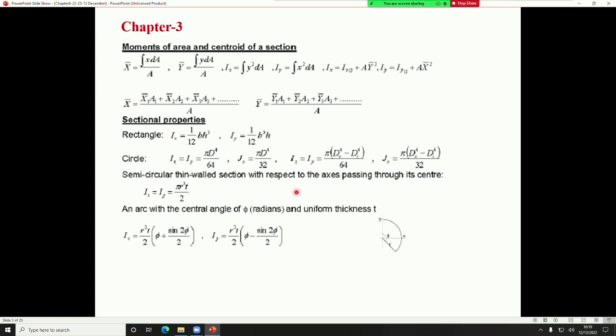So you haven't been given the approximate solution for a thin walled cylinder. You can easily extract it from this equation. You can use this equation to find Ix and Iy for a thin walled cylinder. So these are the exact solutions, and this is for approximate solution. For an arc here, assuming the theta starts from y-axis, then in that case we can use these equations, for Ix and Iy of an arc. So phi is the central angle. So these are the equations you have in chapter 3.